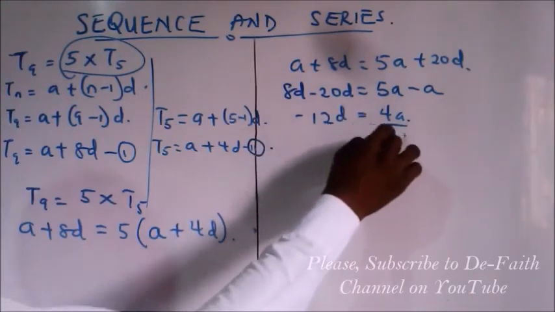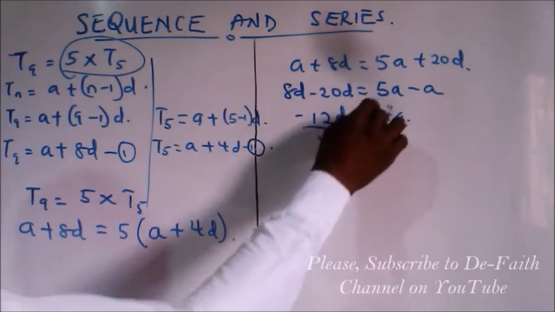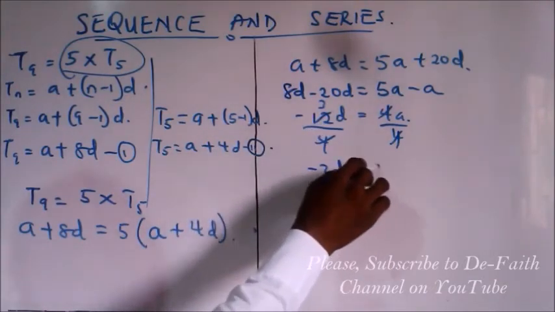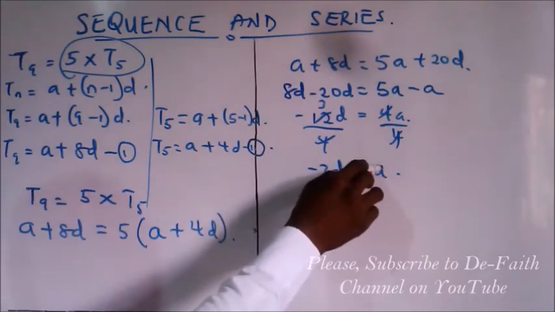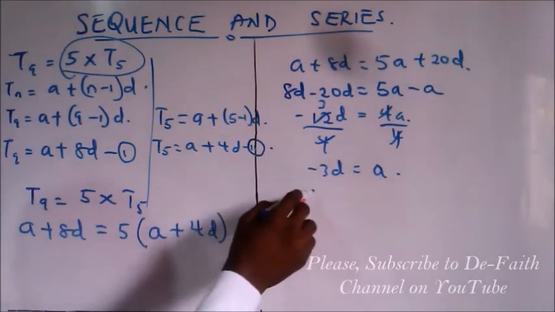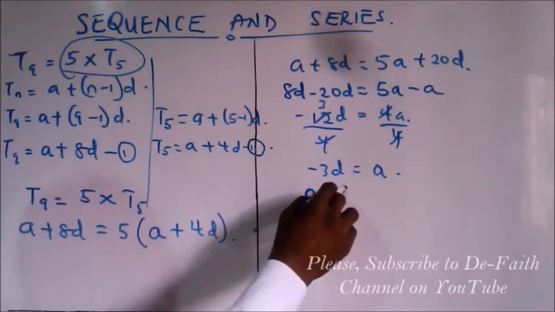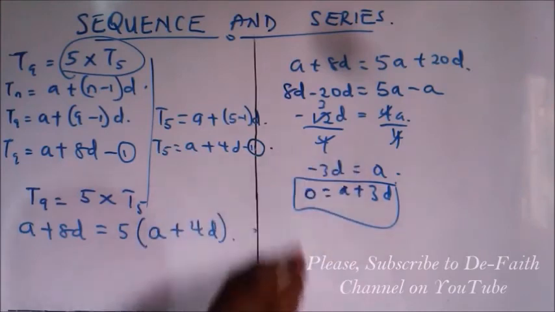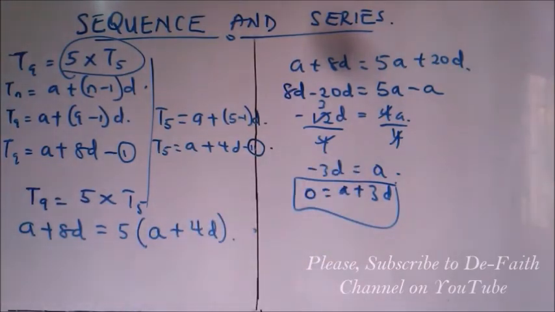4A. We divide both sides by 4. Hence, we have minus 3D equal to A. So we could say that this is the relationship between A and D. Or we could move this over here and we'll say that 0 equal to A plus 3D. So any of this could serve as the relationship between A and D.